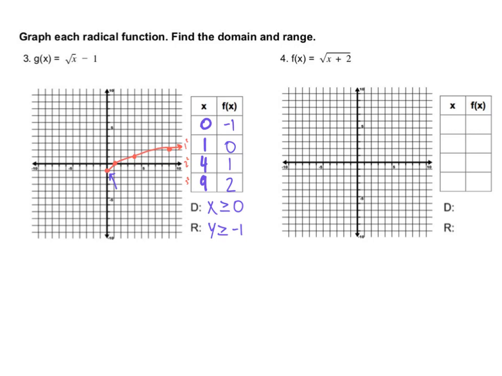Alright, another thing you might notice is that the graph is just shifted down 1. That's because we subtracted 1 after the parent function, in this case after the square root. So that's why it's a vertical transformation down 1.